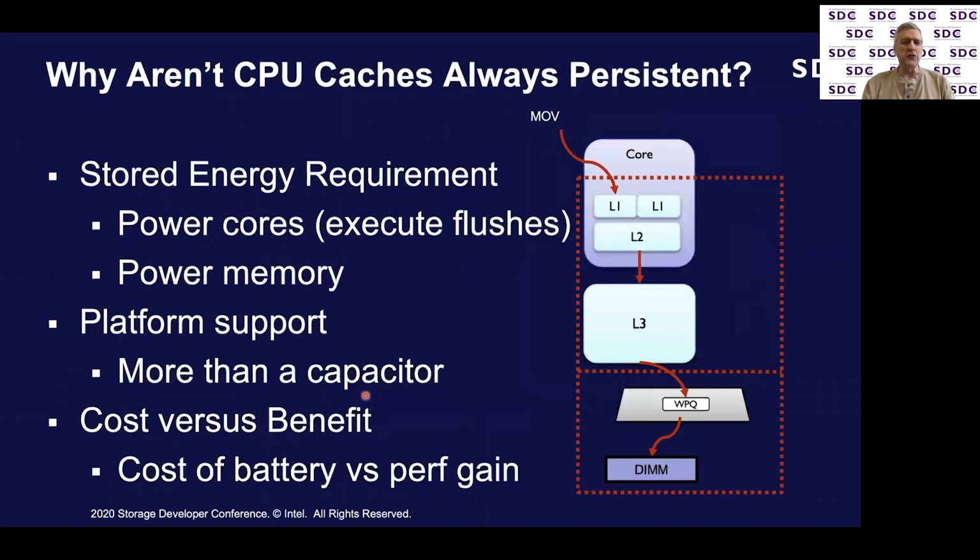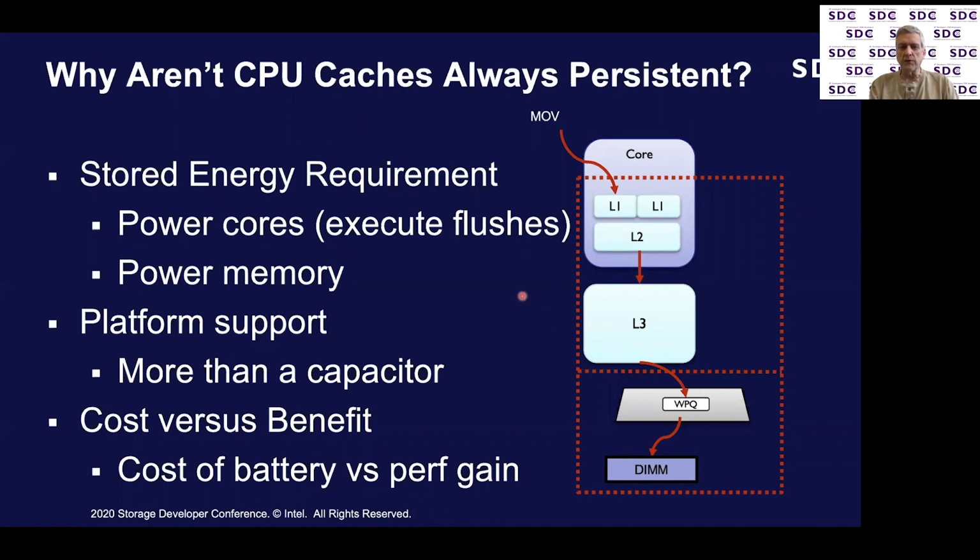So why didn't we just do this from the beginning? I remember my diagram earlier with the small red dashed box and large red dashed box. Why didn't we just make the CPU caches persistent from the beginning? Well, of course, the answer is cost. There's quite a bit of stored energy required in order to make those things flush when you lose power.